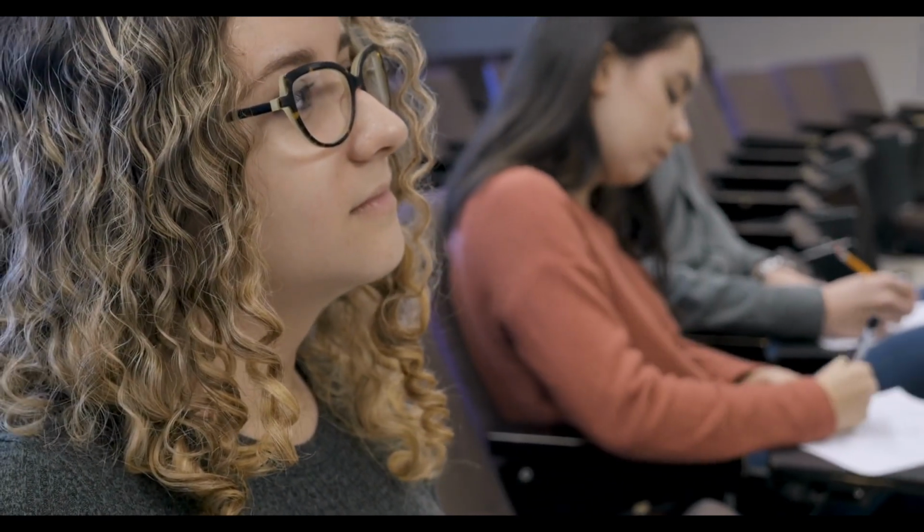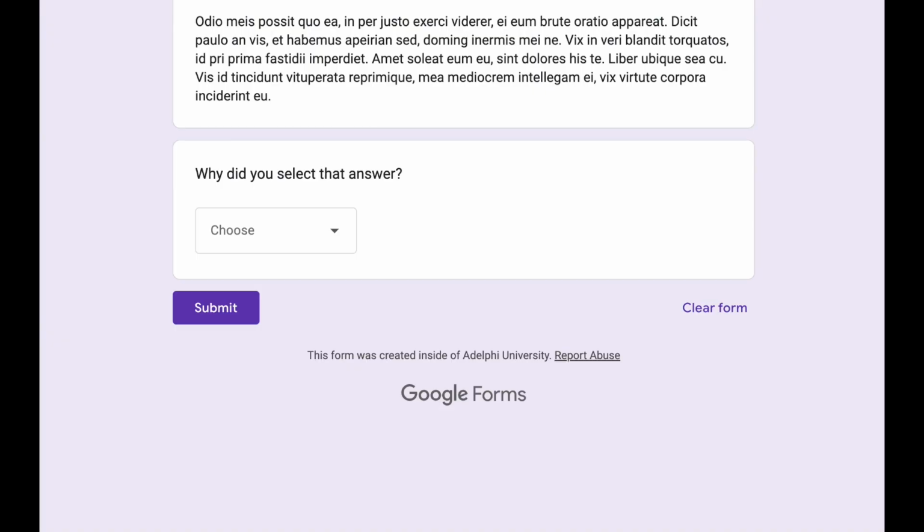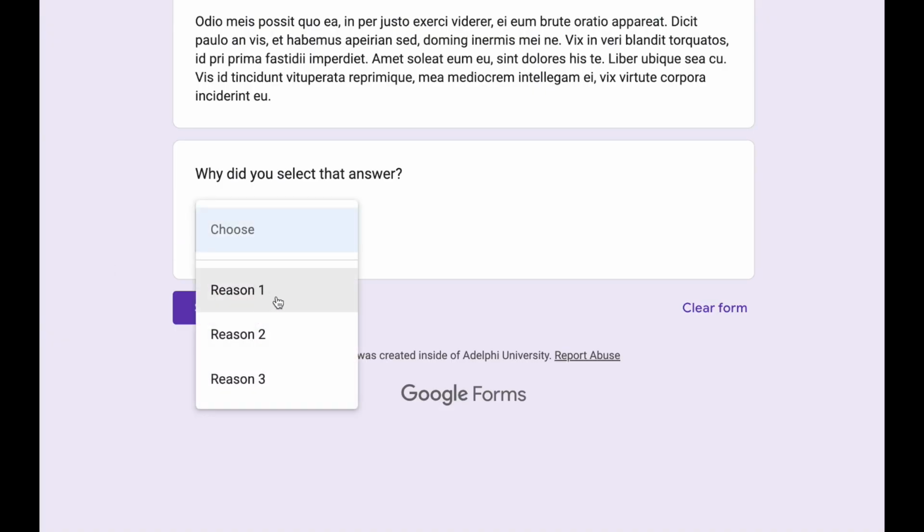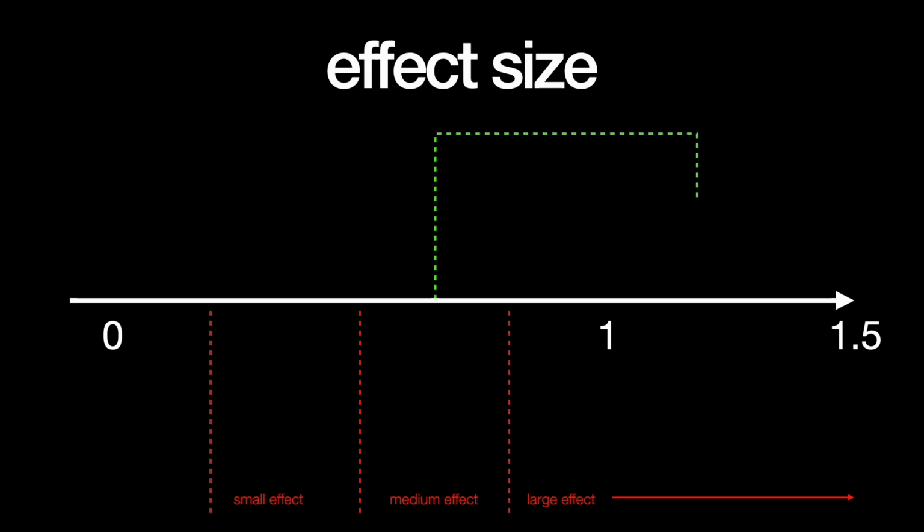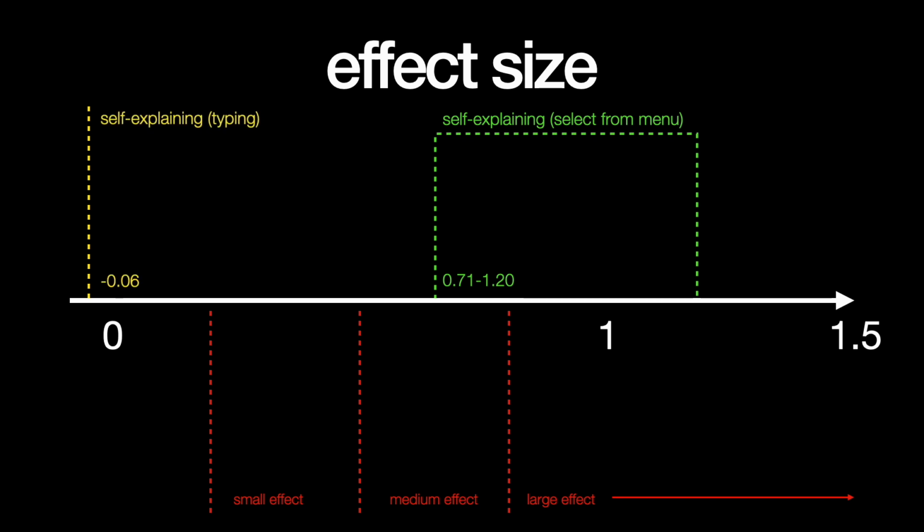Self-explaining is when students have to write explanations or elaborations after they've watched the material, as a way to reflect on what they've learned. For example, students in the self-explaining group were asked to pick from a menu of choices why they answered in a certain way. The self-explaining group outperformed the control group. However, if they were asked to type up their explanations, their performance went down, possibly because typing out adds a level of distraction to the learning process.